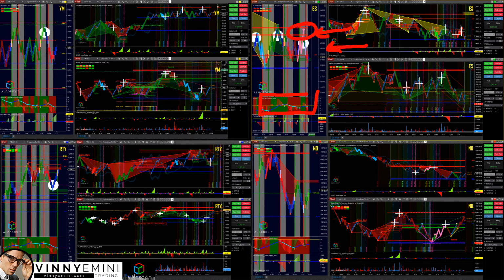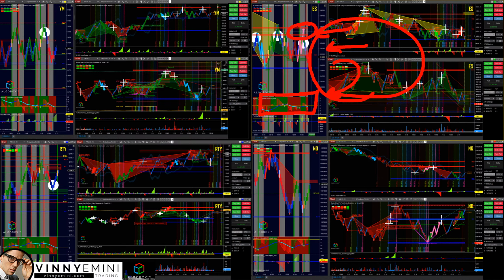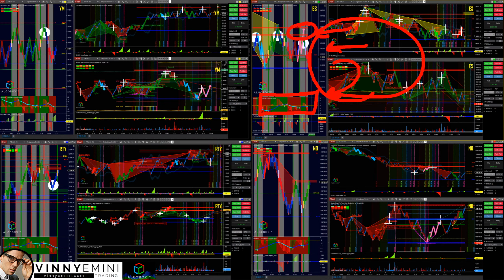We've got a mixed bag here, which means that on any other correlated market, when I see this, I can play both directions. Everybody kind of understand that? This means that the overall market, remember this is the big daddy up here, ES, as ES goes, so go others in general.